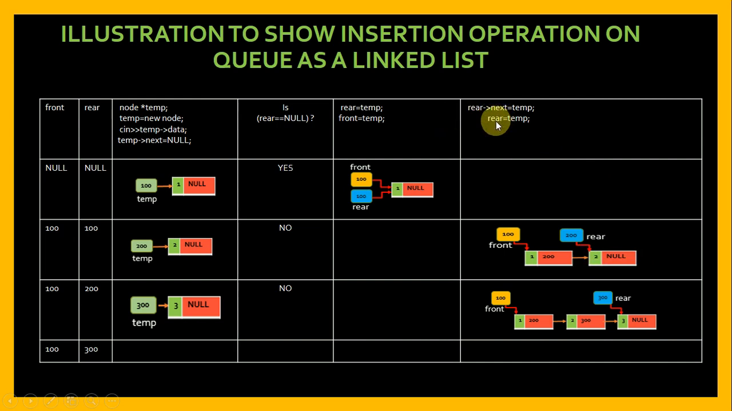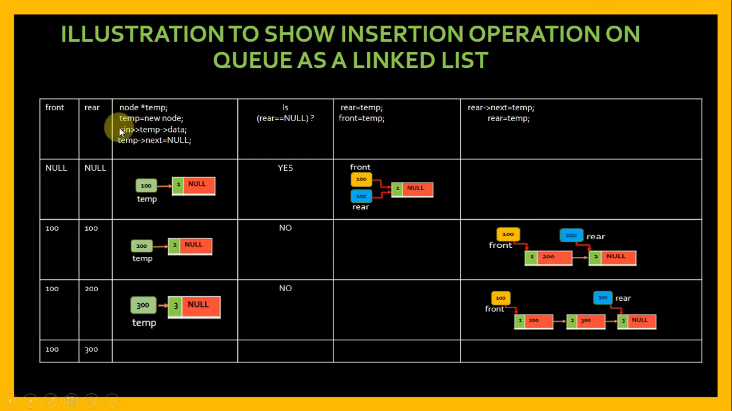The next step is rear equal to temp. So rear was earlier containing 100. So when I say rear equal to temp, rear will also contain 200. My front will remain unchanged, and now rear is containing 200. Rear is pointing to the new node and front is pointing to the first node.